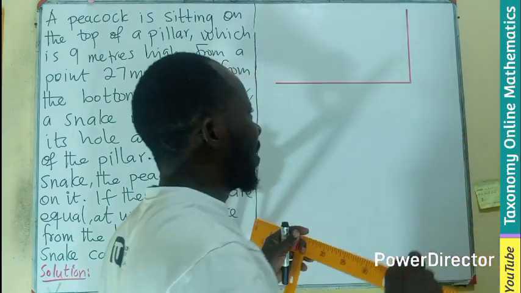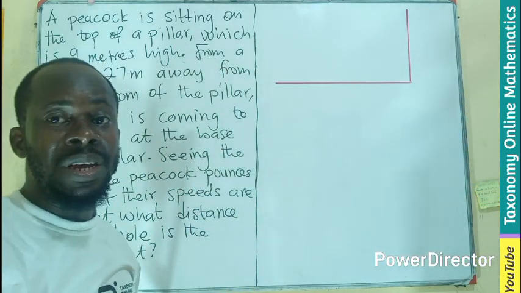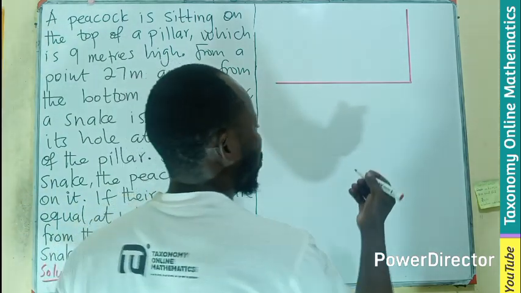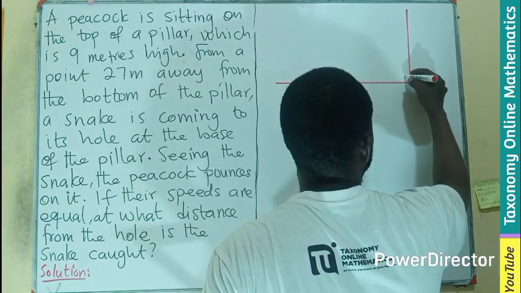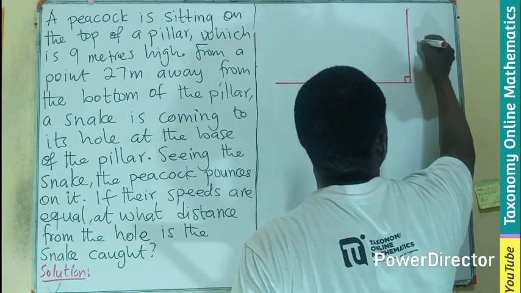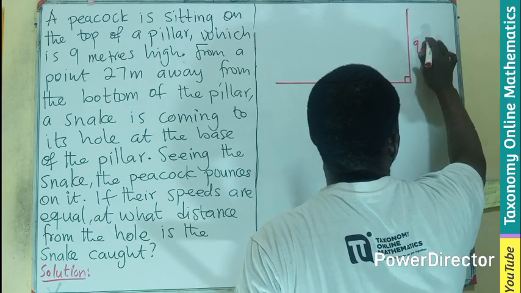Since the pillar is on the ground, it's going to be at what? 90 degrees, that is a right angle with the ground. So this angle will be 90. The peacock is going to be here at a distance of what? 9 meters.